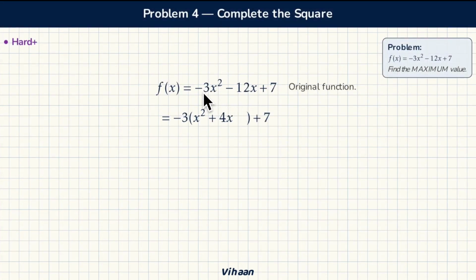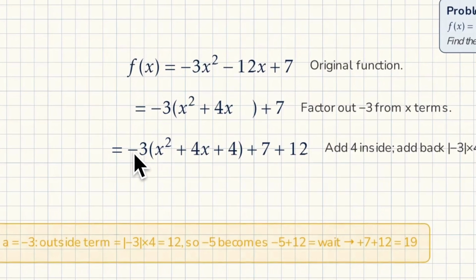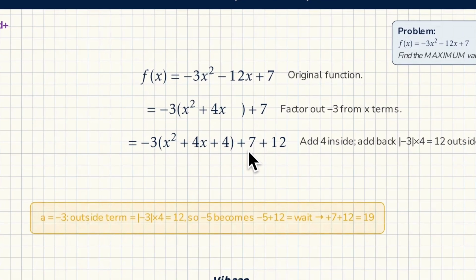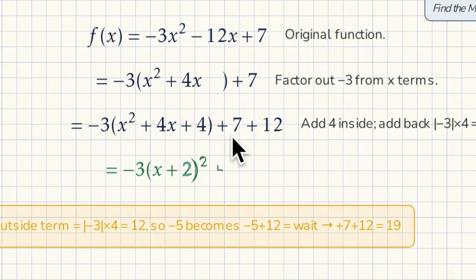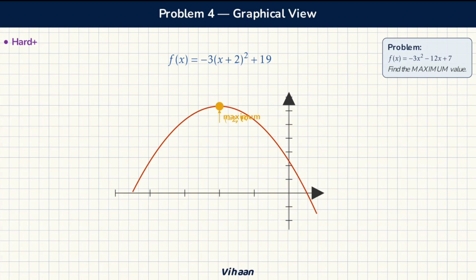Next, factor out -3 from these two values. Then, we add 4 to make this a whole square. Next, we multiply 4 by -3, which is -12, and then subtract that from here. 7 minus -12 is the same thing as 7 plus 12, which is equal to 19, which is our answer. Nice job if you got this one correct. This is that same equation as a graph.